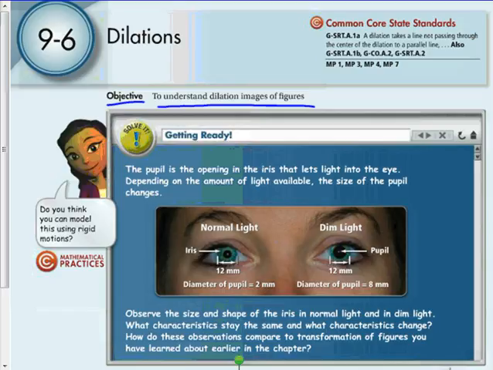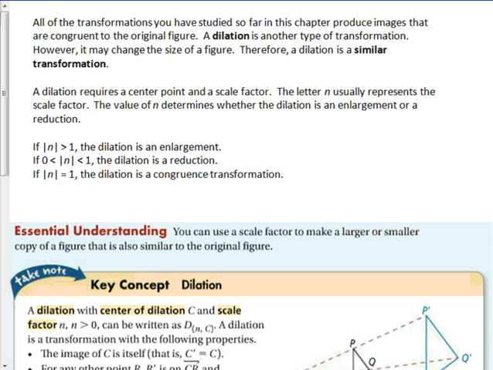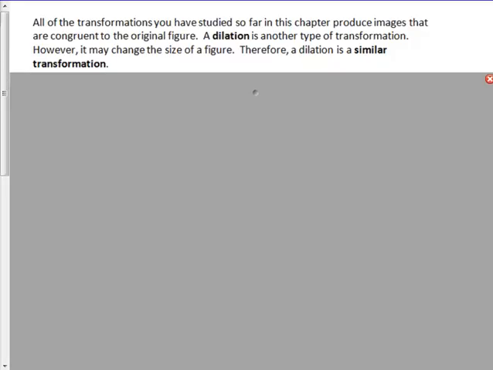So what we're going to do first is just go over a couple things that have to do with what we've been talking about. All the transformations you've studied so far in this chapter produce images that are congruent. So those are called congruent transformations. In other words, they're called rigid motions. They're called isometries.